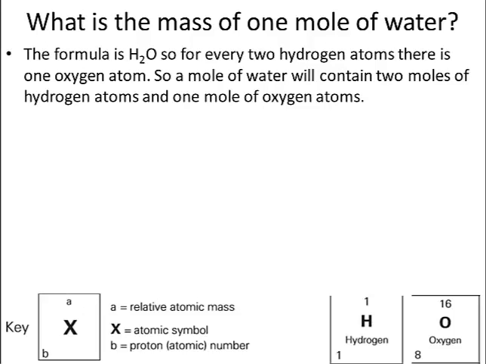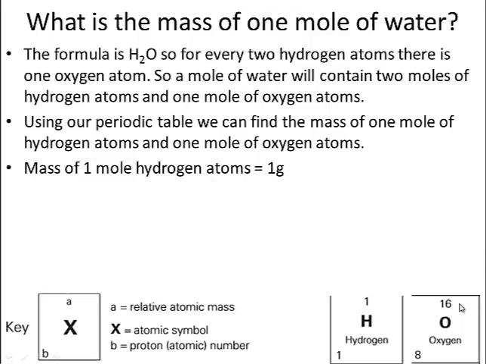Using our periodic table, we can find out the mass of 1 mole of hydrogen atoms and also the mass of 1 mole of oxygen atoms. On the bottom right-hand corner here, using our key, we can see that the relative atomic mass of hydrogen is 1. So 1 mole of hydrogen atoms would have a mass of 1 gram. If we look at oxygen now, we can see it has a relative atomic mass of 16. This means 1 mole of oxygen atoms will have a mass of 16 grams.